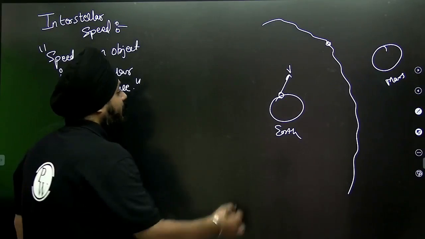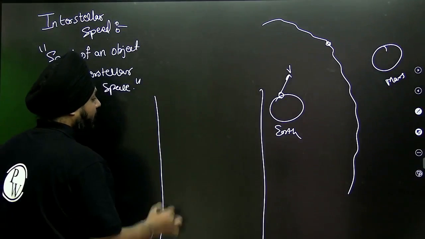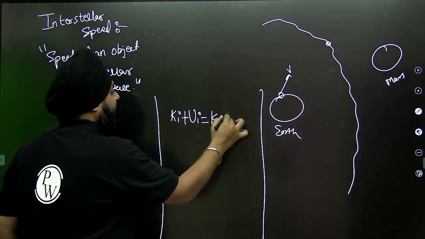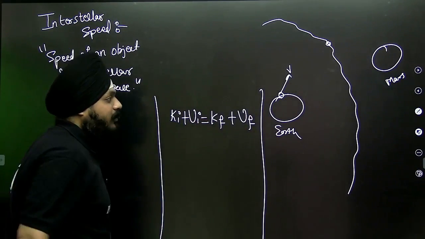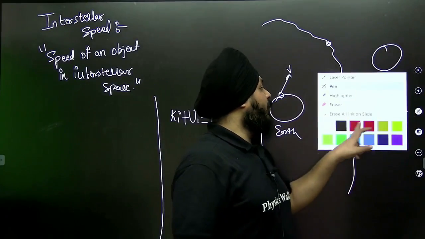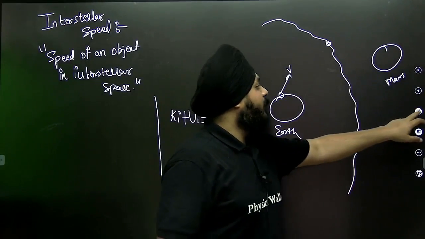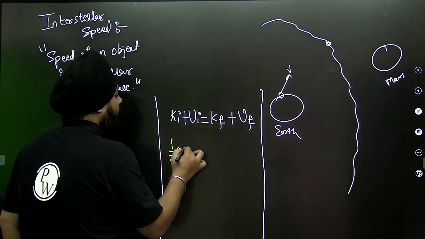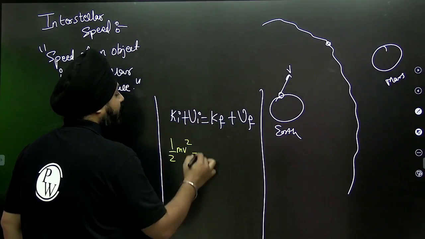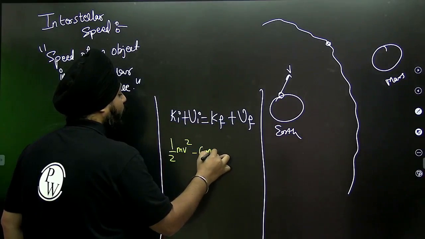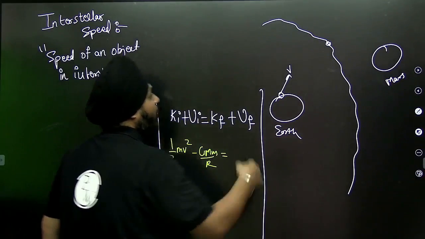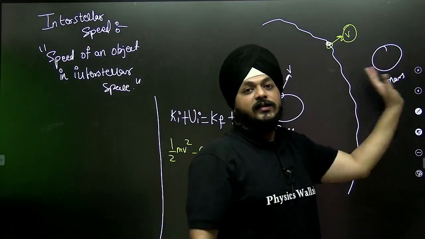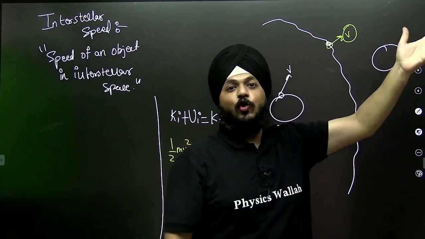Work energy theorem: K initial, U initial, K final, U final. Initially it was at the surface of the earth, half mv square, minus G capital M m whole divided by R. Beyond infinity, suppose it is crossing, so in interstellar space, beyond school, you are having a velocity.